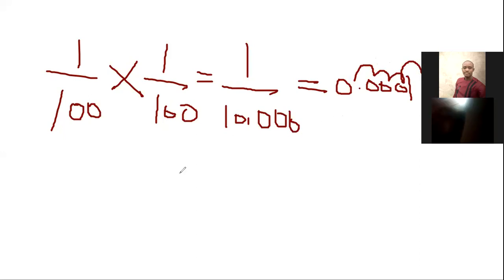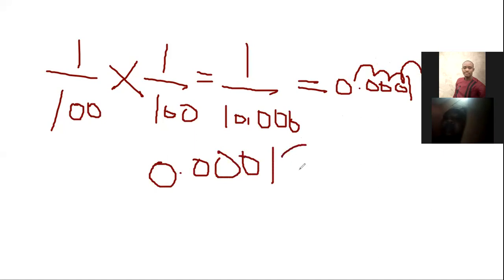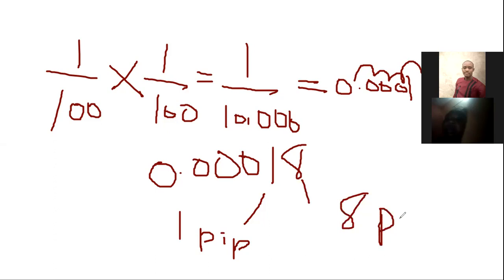Are you with me? So if I have an exchange rate, maybe something like 0.0018, this is 1 pip, and this is 8 pips. That is 1 pip, and this is 8 pips. Are you with me? So now, class, what am I trying to say in essence?